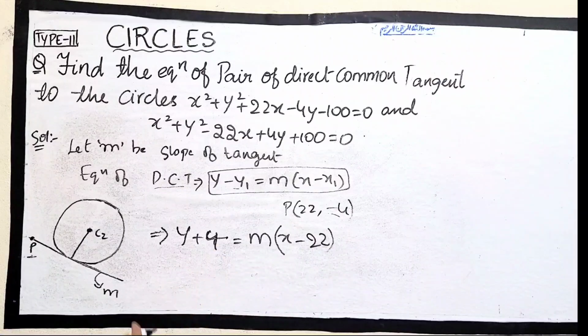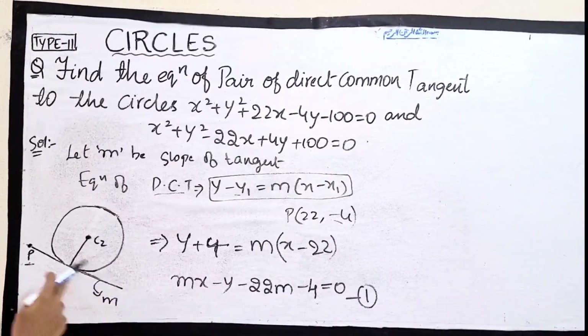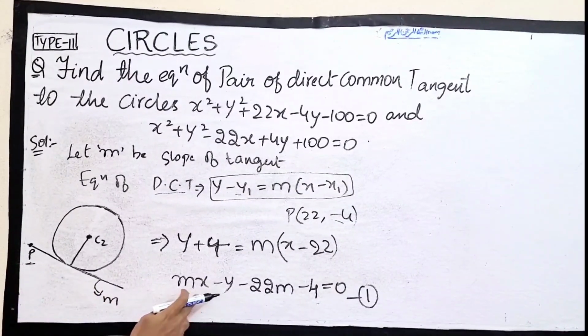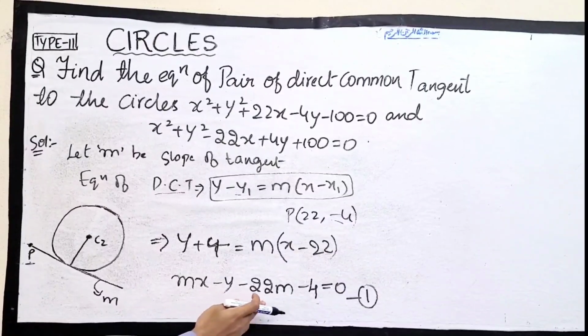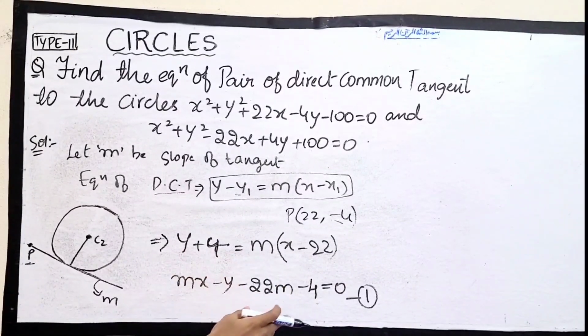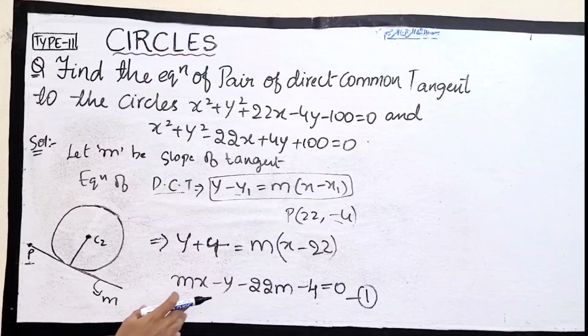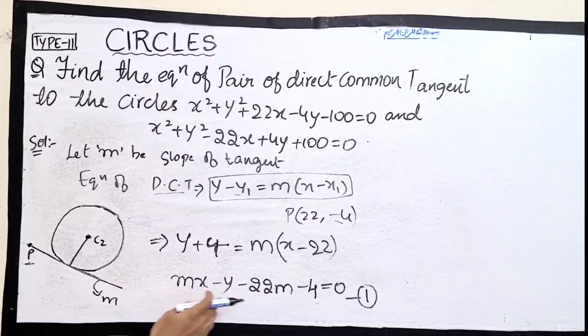So just simplify this. After simplification, we got the equation of this tangent. So what is the equation? mx minus y minus 22m minus 4. Just to simplify this, you will name this equation as equation 1. So you just need to find the m values.